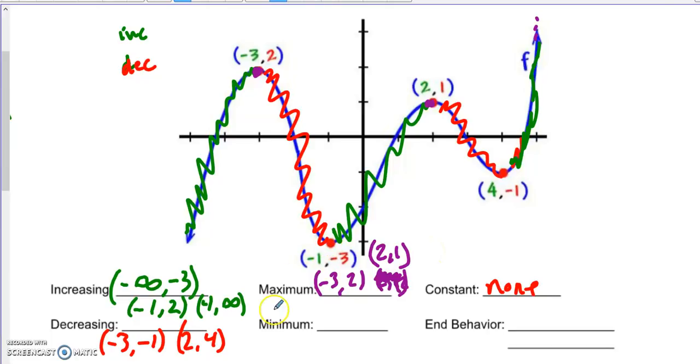Minimums, we have 2. That's a minimum, and that's a minimum. So -1, -3, and 4, -1.